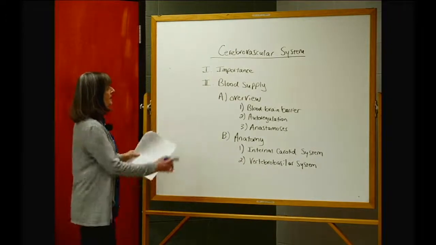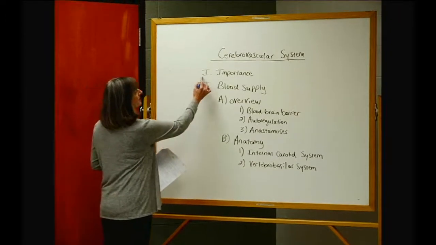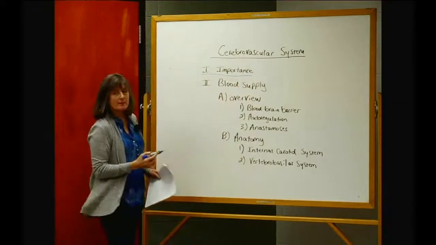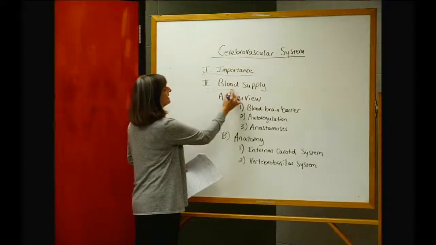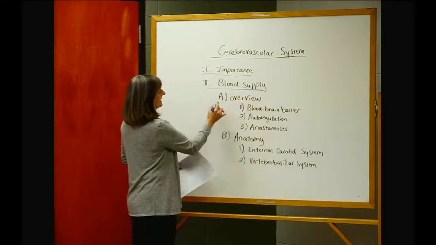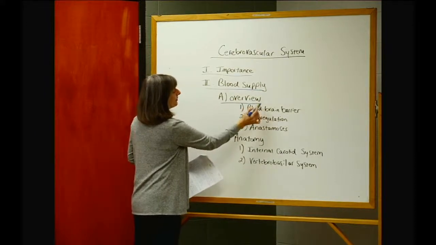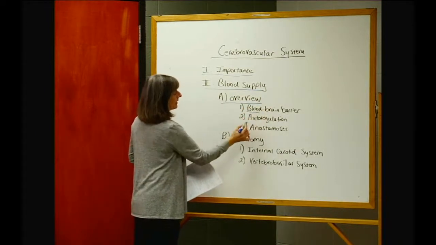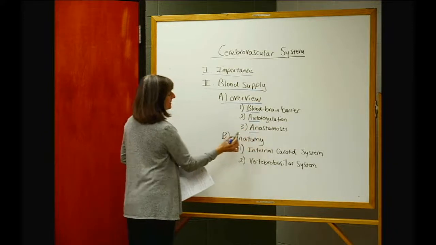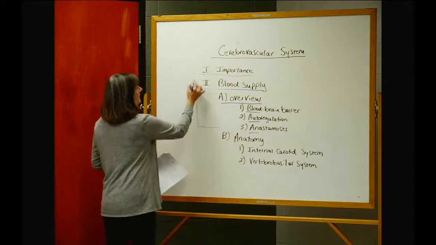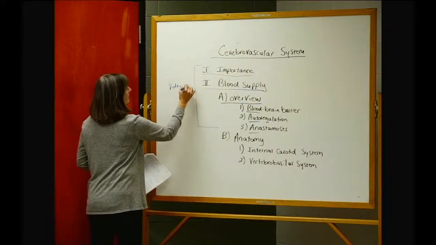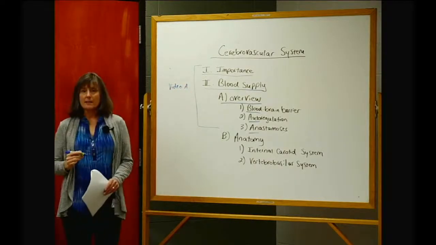So in the first video, I'm going to talk about the importance of the cerebrovascular system. Then we're going to talk about the blood supply and go over an overview of the blood-brain barrier, autoregulation, and anastomoses. So these will all be in video 1, or video A is what I'll be calling them on Canvas.